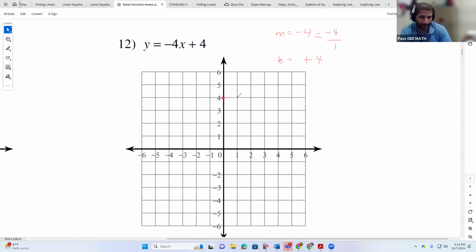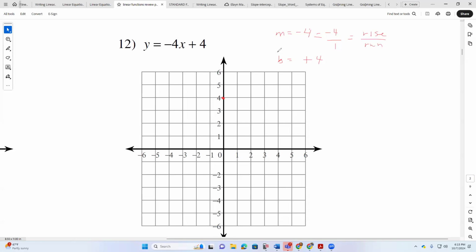Now I'm going to use my slope to get to my second point. So from that first point, what am I going to do? Rise over run. I'm going to go to -4. So what does rise mean? What direction is rise? The rise goes up. And if it's negative, it goes what? If my rise is negative, I'm going where?